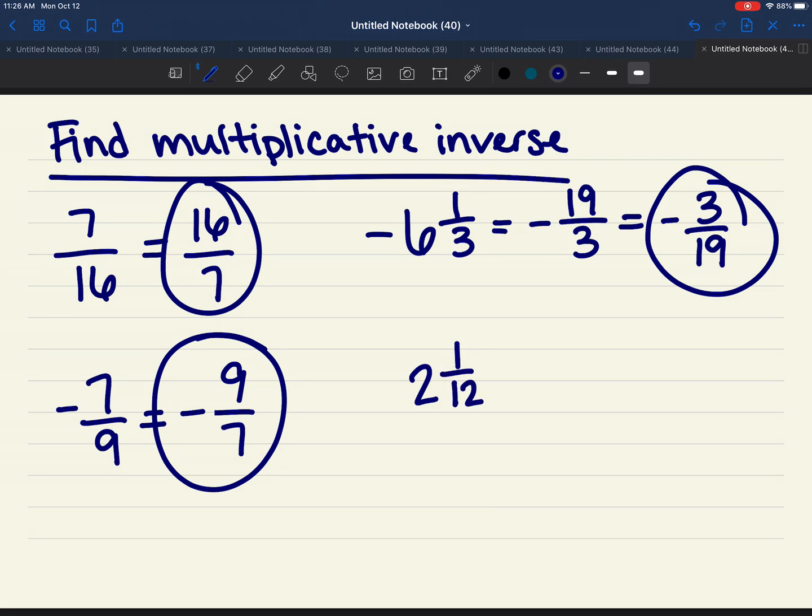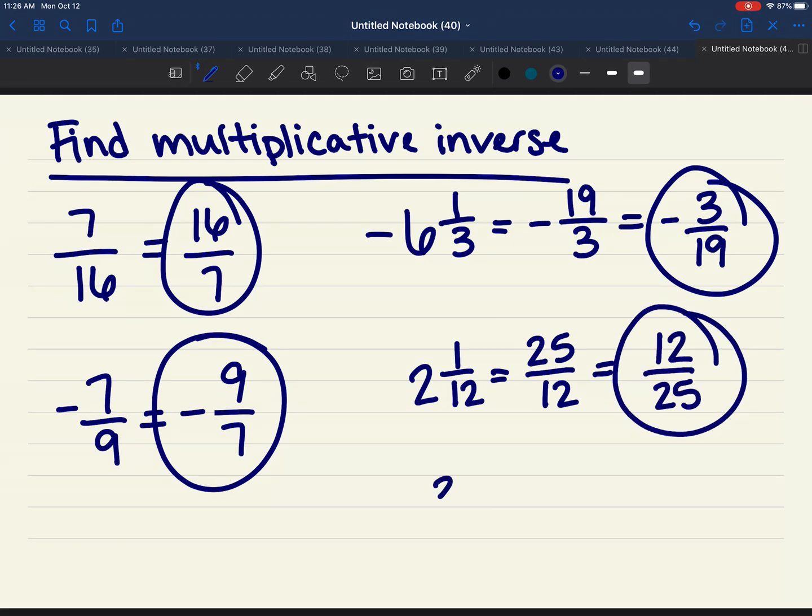Okay, what about 2 and 1/12? Kai? Do 2 times 12, which is 24, plus 1, which is 25, over 12. Now can you find the inverse? Yeah, it's 12 over 25. Okay. All right, last one. What about the number 3? 3 over 1. Good, Noah. Then what's the inverse? 1 over 1. Very good. Okay. Easy enough, yes?